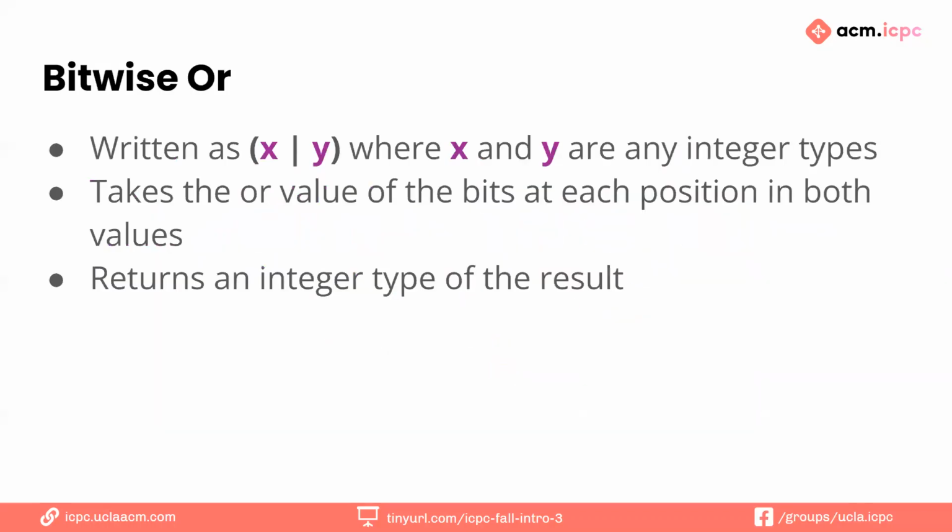Okay, if no questions, the same logic applies to the OR operator. Bitwise OR is denoted by a single vertical line, and don't confuse that with two vertical lines. Two vertical lines is the operator that takes only Boolean values that can be 0 or 1. Bitwise OR can take any integer types, and again, the result will be the OR of the bits at each position in both values.